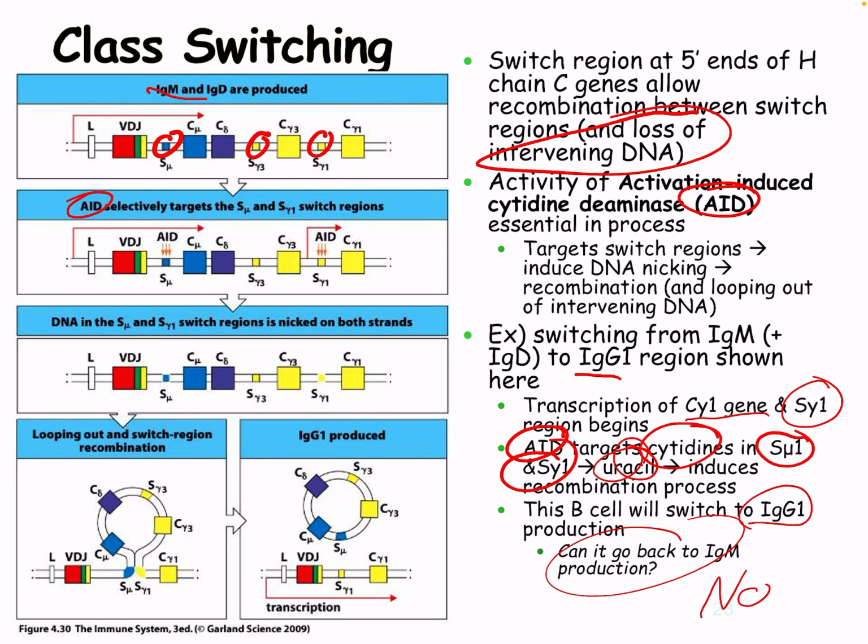So again, we have our IgM and IgD are produced, so this is our standard B cell. Then we have AID, which selectively targets the S mu and S gamma. Here's AID acting on the switch regions. Then the DNA in the S mu and S gamma switch regions is nicked on both ends of the strand. Then we have the looping out, as we see, it loops out, then it's excised and removed. And then we are left with our C gamma 1, which is our IgG1.